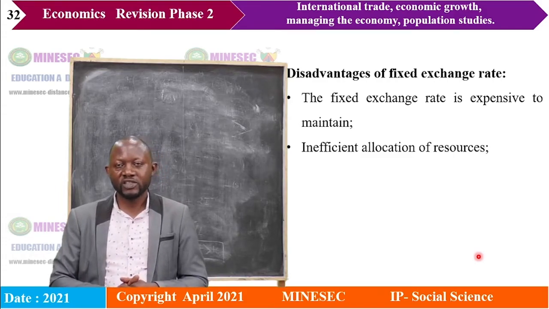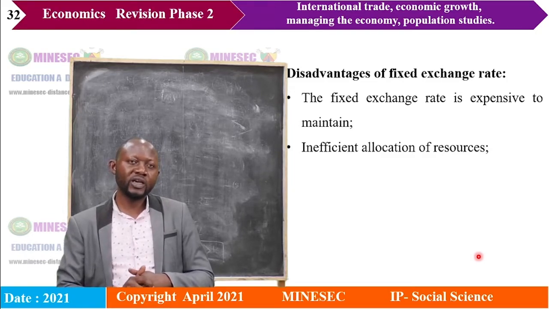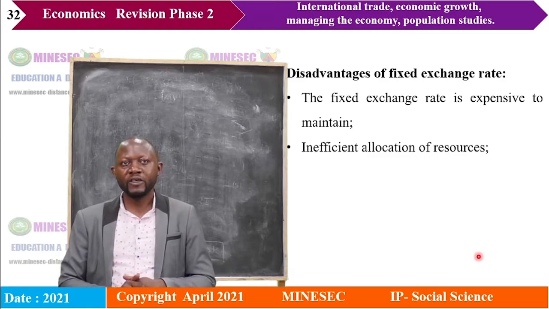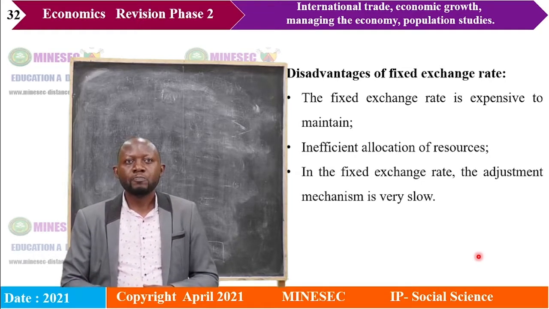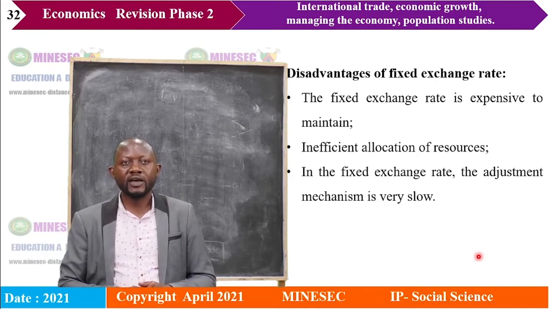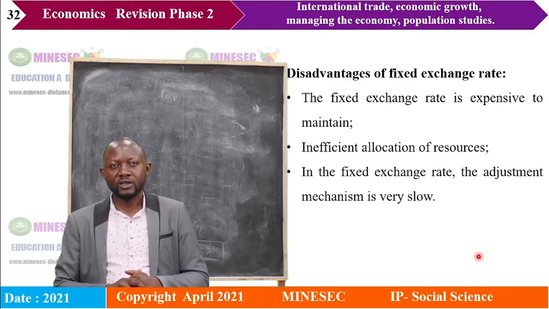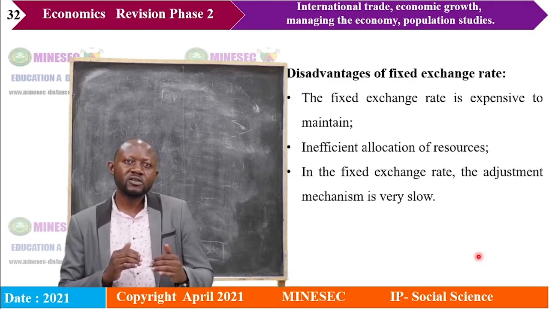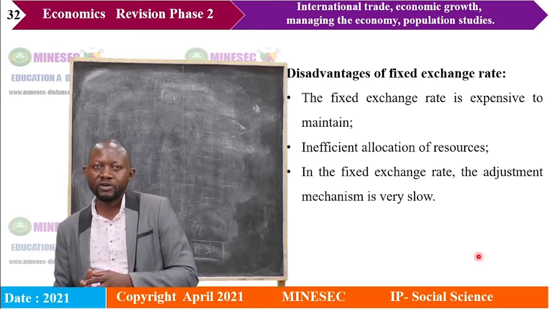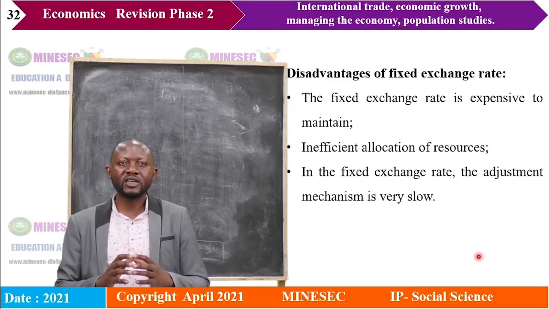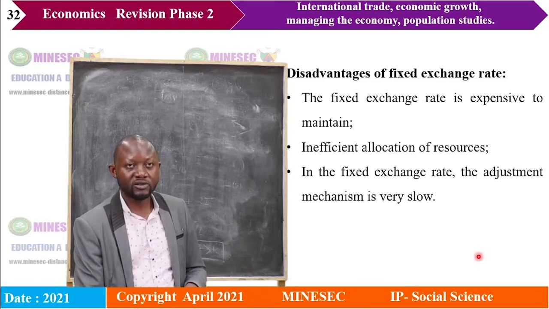It could lead to inefficient allocation of world resources. Since the forces of demand and supply are not allowed to freely allocate resources from one country to another, this could lead to a distortion in the allocation of world resources. We could equally say that the adjustment mechanism is very slow under the fixed exchange rate. The government might need to intervene at one time to probably devalue the currency or revalue the currency, and these measures will actually take a very long time. So the adjustment mechanism in this exchange rate is very slow.